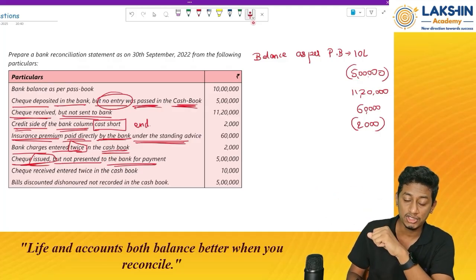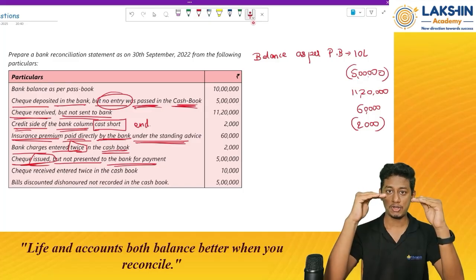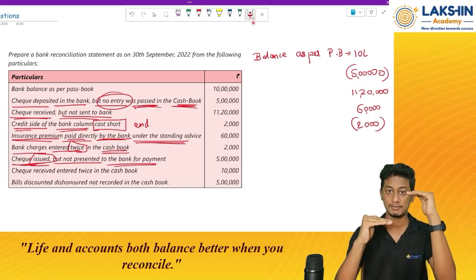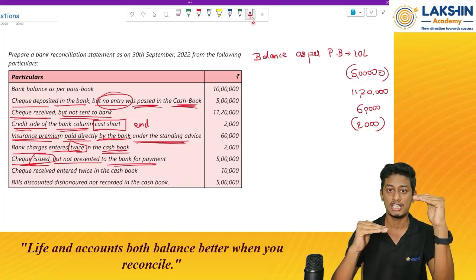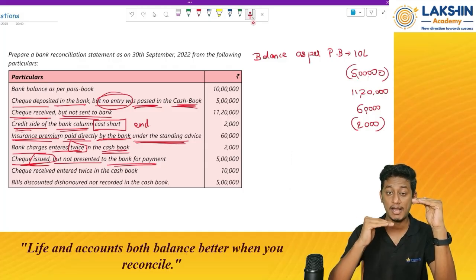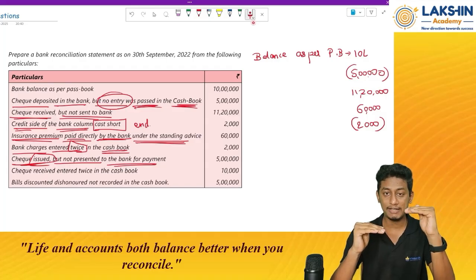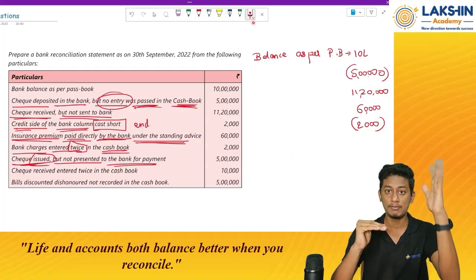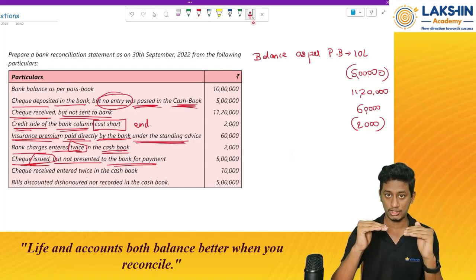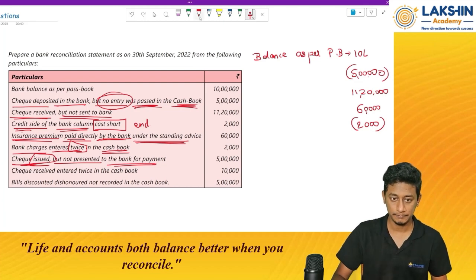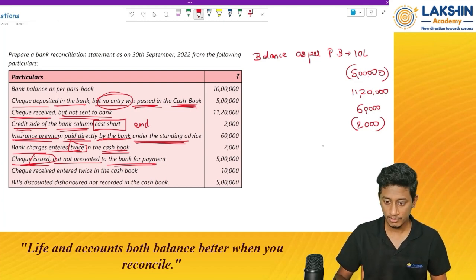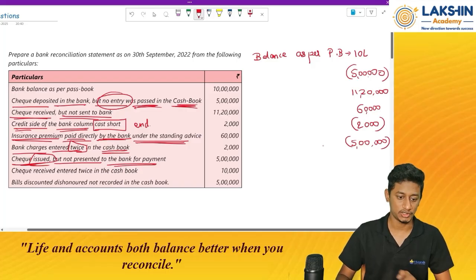No, sir. Because of this, my cash book balance will reduce, whereas my passbook balance will remain the same. It will not change. The cash book balance will reduce because I have made the entry in the cash book that I have made the payment and issued a check for making a payment. Right? So to make it equal, what should I do? I can move only my passbook. So reduce the balance by rupees 5 lakhs.